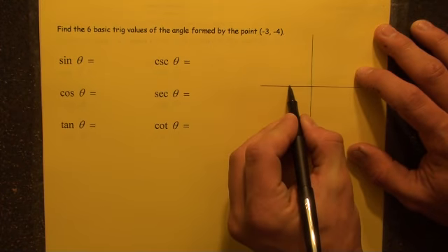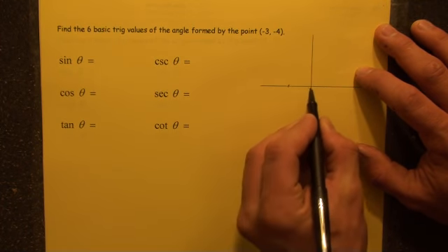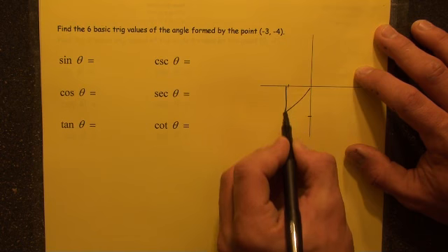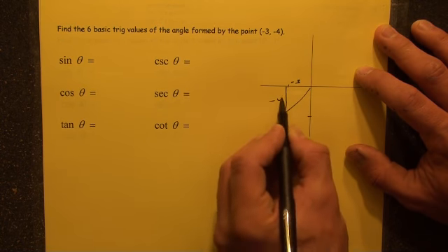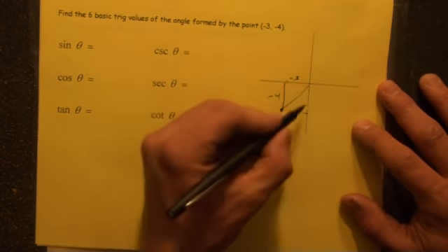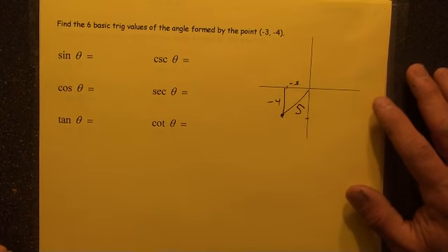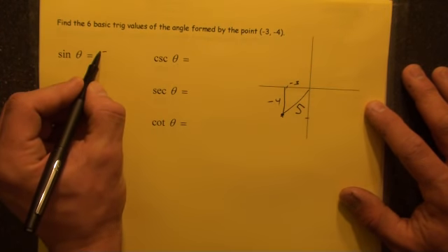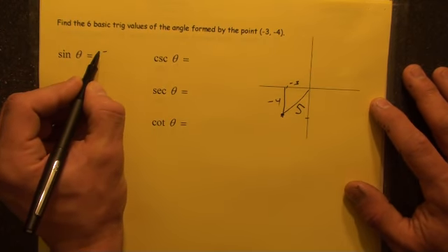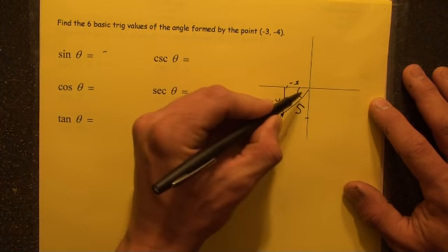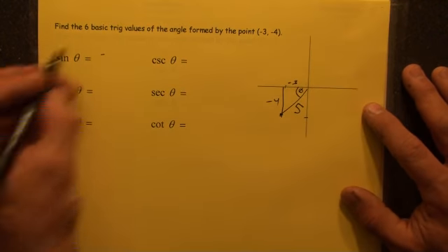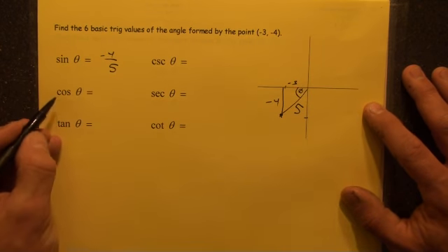-3, -4. We're going to go to the left -3. We're going to go down 4. Puts us here. Reference angle. Bam. -3, -4. Sine. Well, hypotenuse is 5 when you do the Pythagorean theorem. Sine is what? -4/5 or -3/5? That's always the reference angle, so therefore -4/5.